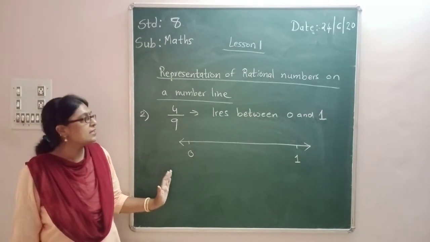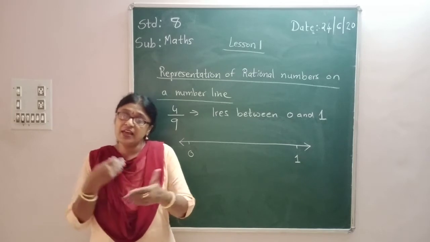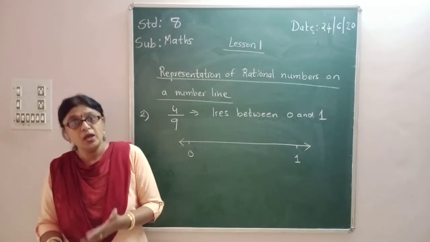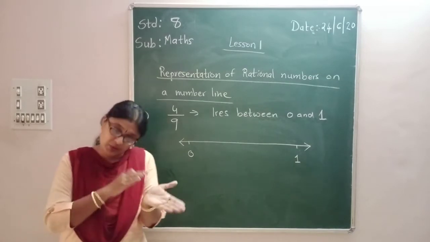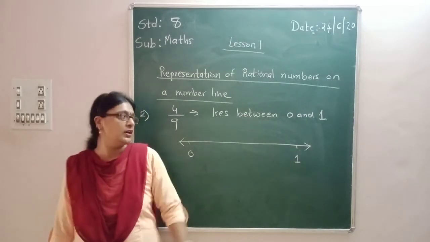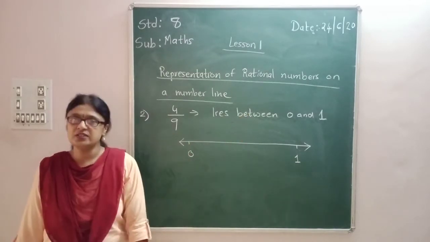We will also discuss that when any rational number is given where the numerator is more than the denominator, then what to do, and how to decide between which two numbers that number lies on the number line. But that we will do afterwards. Let us first get clear with the numbers which lie between 0 and 1.